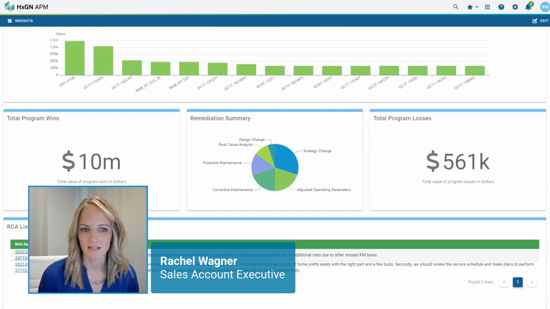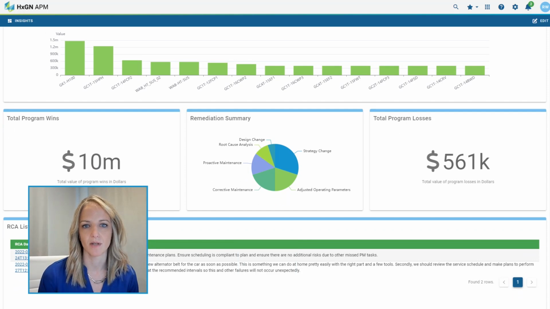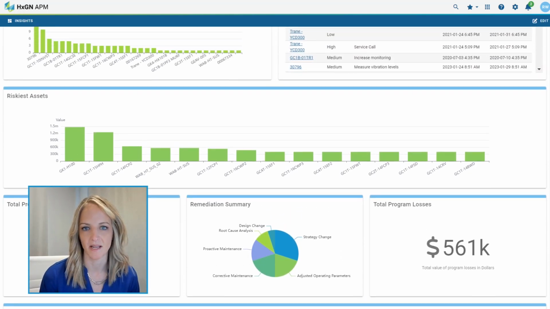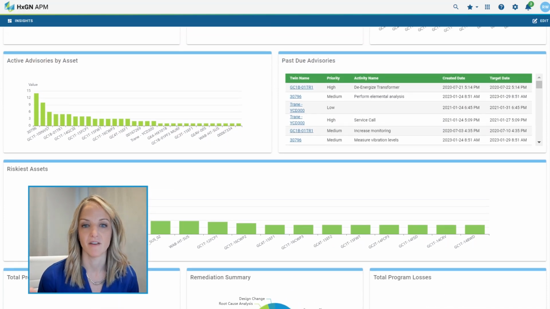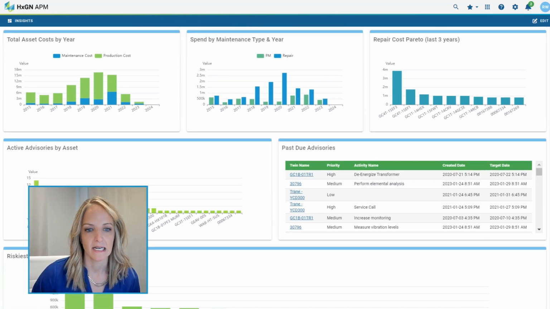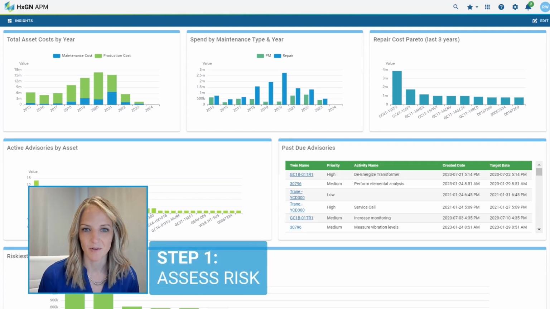Where I am going to start is actually walking through in a live fashion that 4-step work process that underpins the APM application of assess, protect, monitor, and act. So where, of course, we're going to start is step 1, which is assess risk.